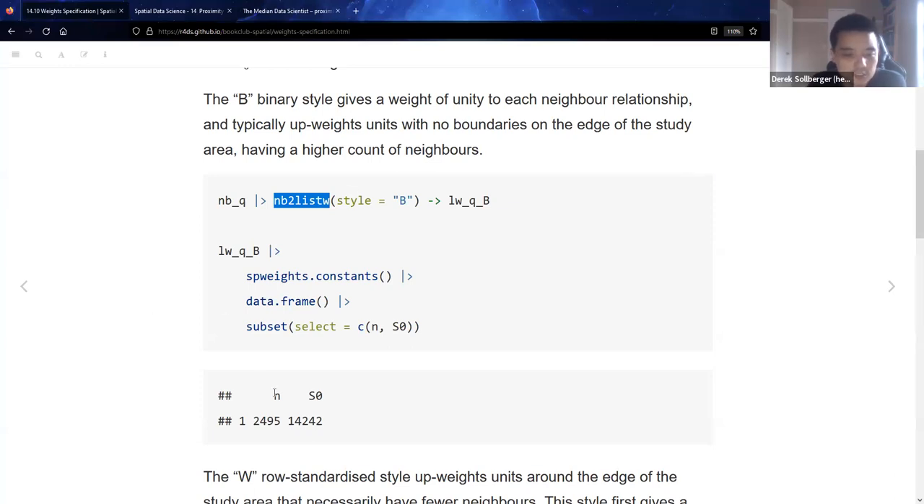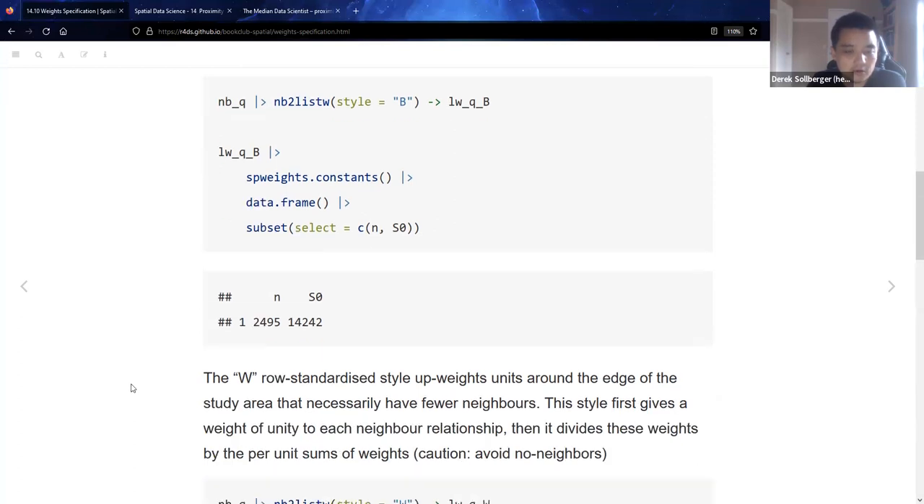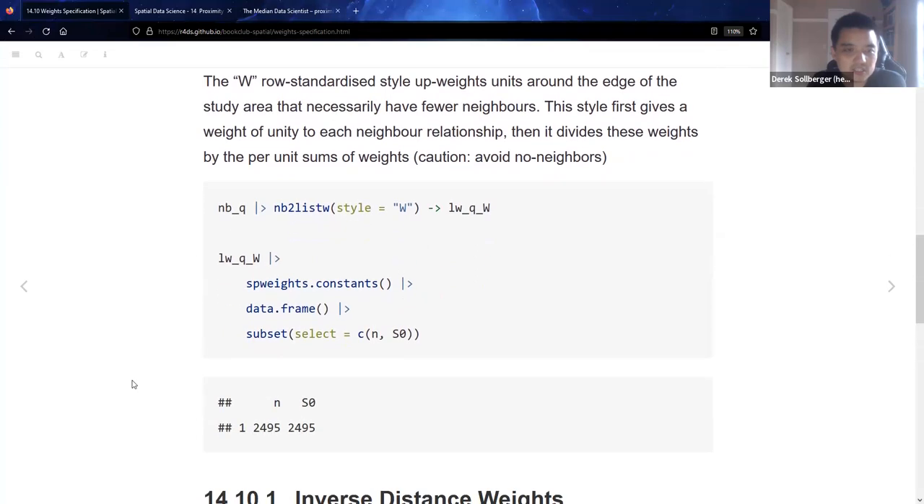I said a lot of words there, but for now, we have still the original number of nodes, and here are the sum of the weights in this calculation. Like elsewhere in statistics, you might want to standardize the calculations, and that's what this W version of the parameter does. It adds up the weights around the edge of the study area that might have fewer neighbors.